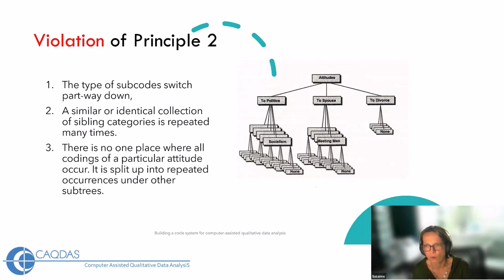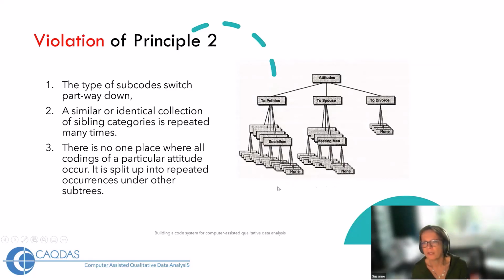There are 3 things that are wrong here. The type of subcode switches partway down, so it starts with attitude, and then it's an attitude to politics, spouse, and divorce, and then other things beneath this. And the actual attitudes, whether I have a destructive attitude or a positive attitude, the kind of attitude you can have, are all below in those lowest levels. And because it's now divided by topic, all these types of attitudes need to be repeated or multiplied a number of times.